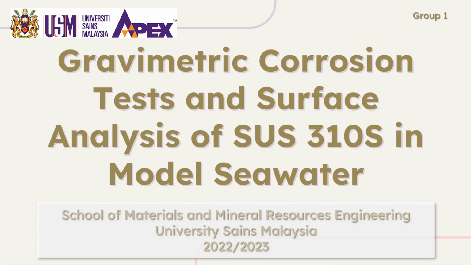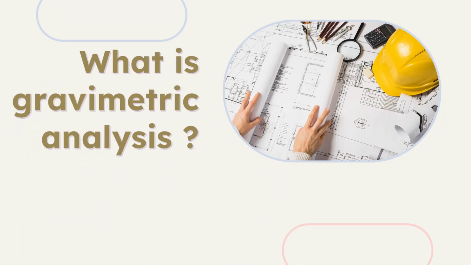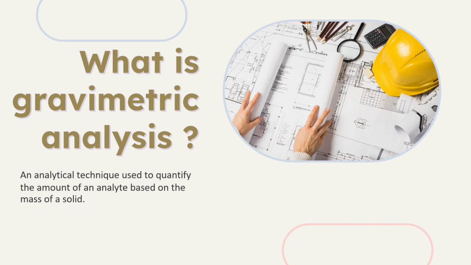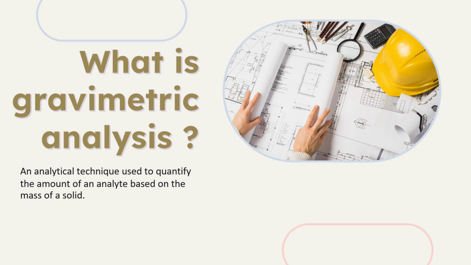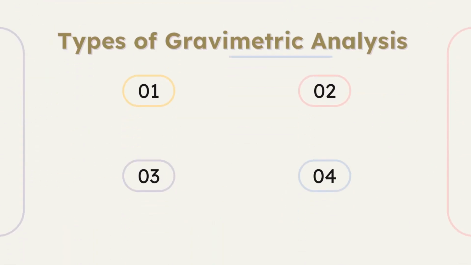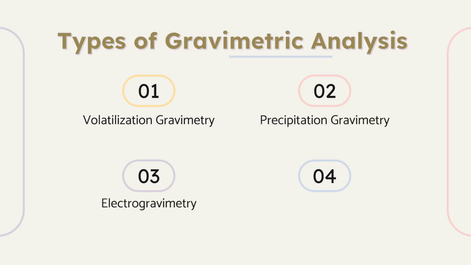Gravimetric corrosion tests and surface analysis of SUS310S in model seawater. What is gravimetric analysis? It is an analytical technique used to quantify the amount of an analyte based on the mass of a solid. There are different types of gravimetric analysis such as volatilization gravimetry, precipitation gravimetry, electrogravimetry, and thermogravimetry.